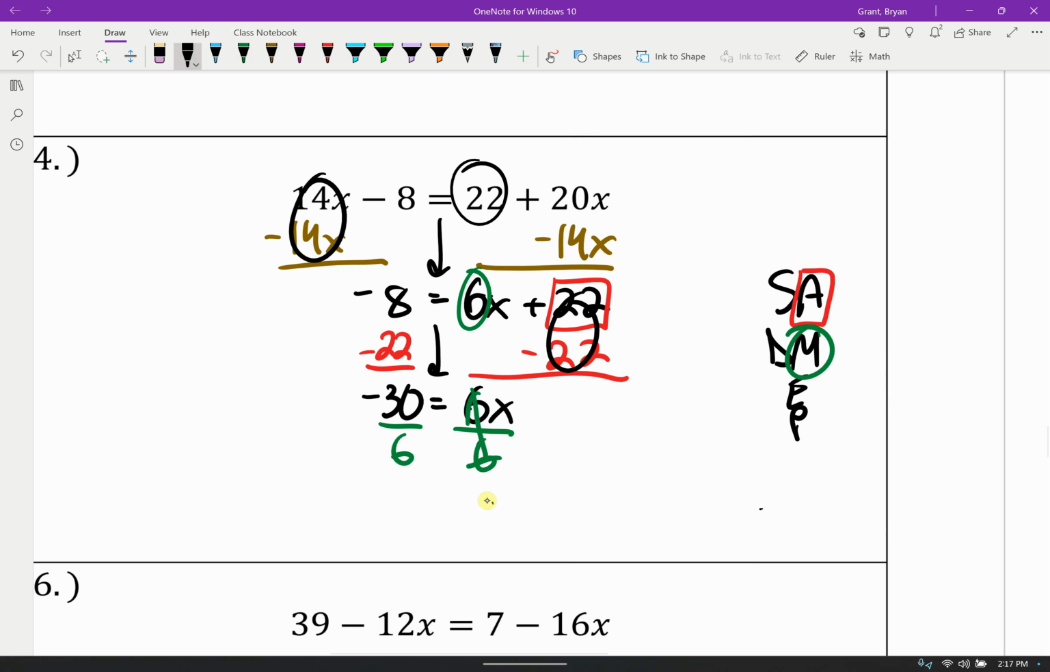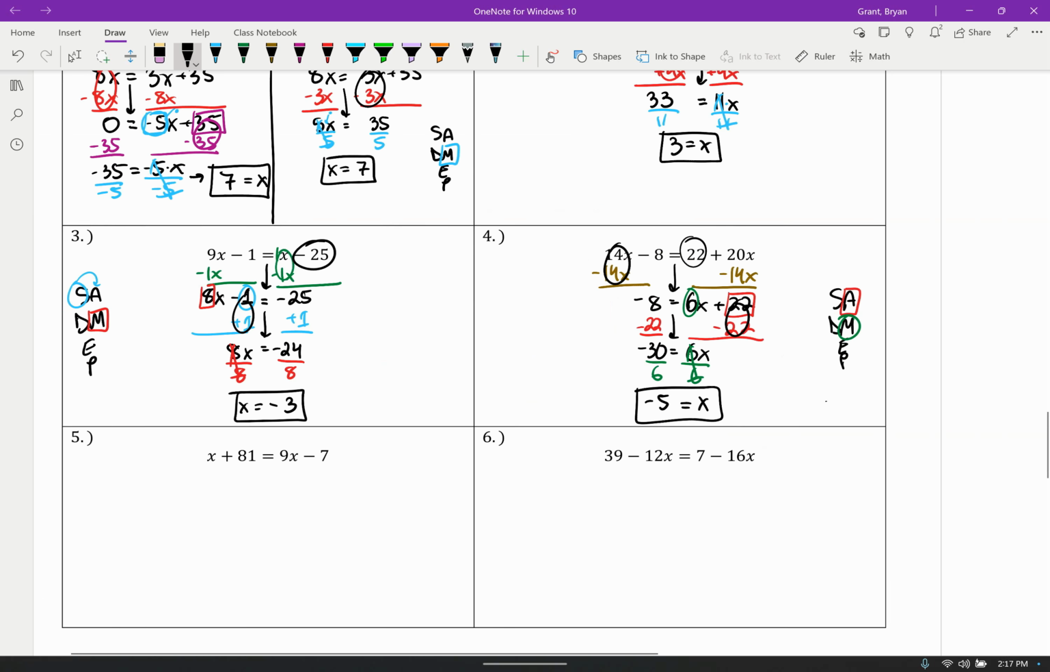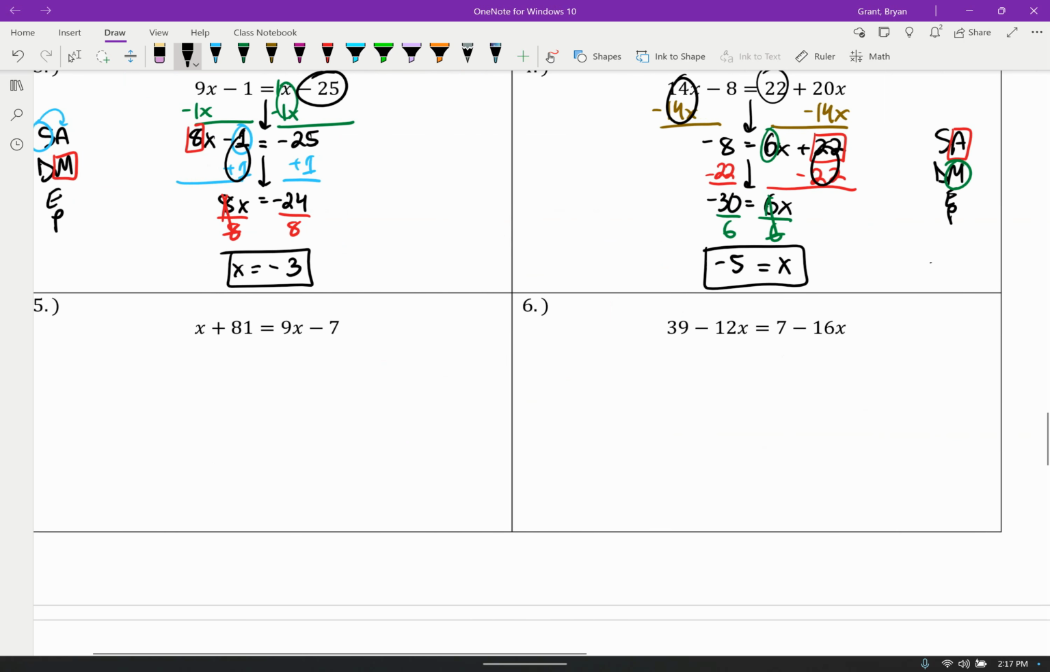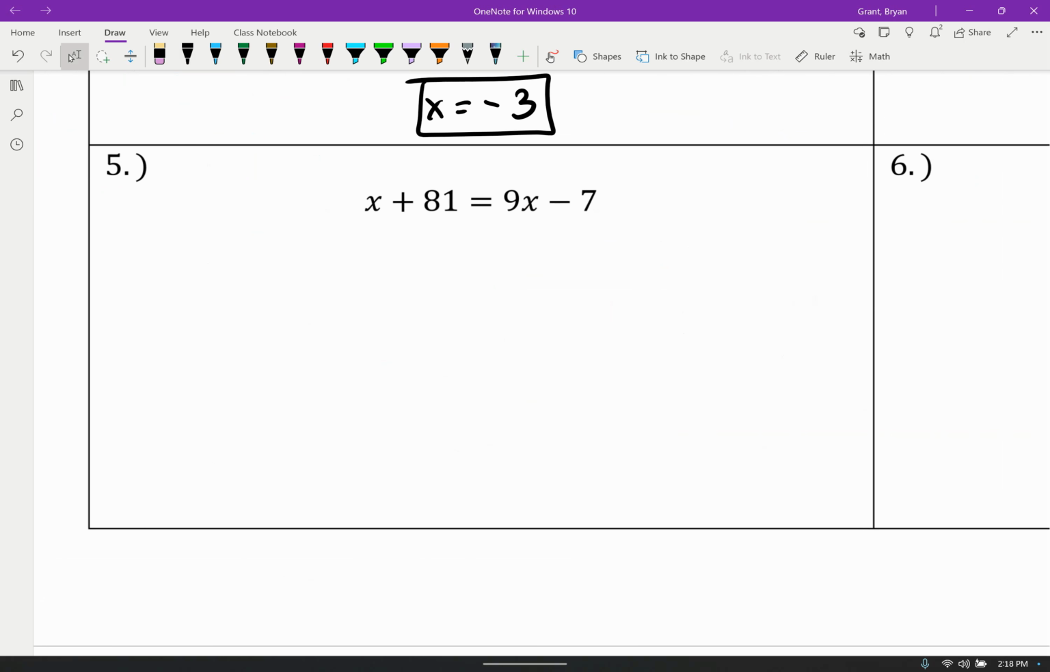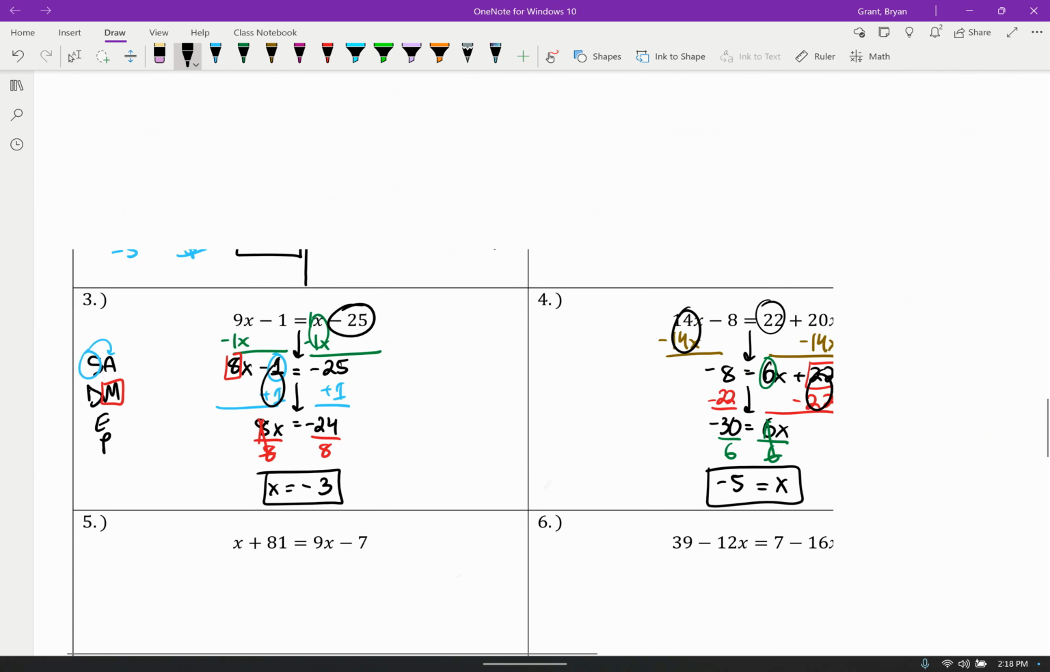Now, hopefully at this point, you're really starting to get the hang of things. You're seeing that after you cancel the x's, everything's just a two-step equation, 2 letters from SADMAP. And you should definitely be able to get these last 2 problems done. If you're still not sure after we do these last 2, you really need to talk to your teacher and get some more practice in, because we know that practice improves performance. The more you practice, the better you perform. So if you're struggling here, you should not go on to the last page until you're comfortable here, because the last page is this and more. So let's see, let's have x plus 81 equals 9x minus 7.